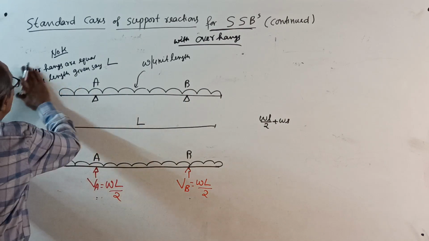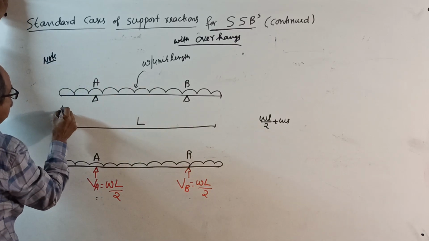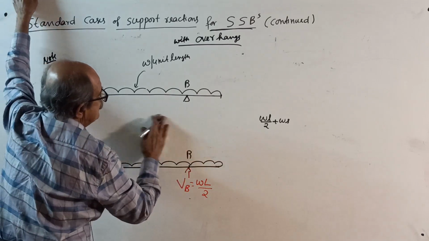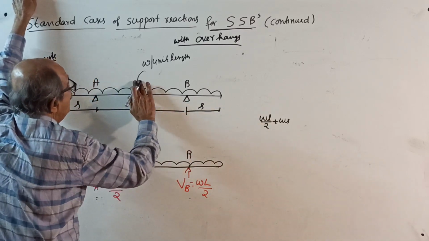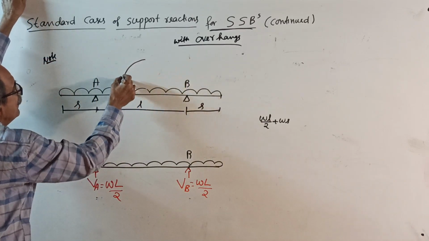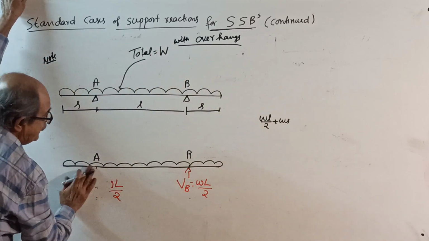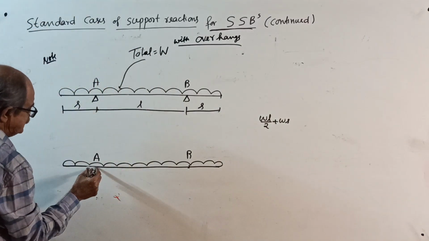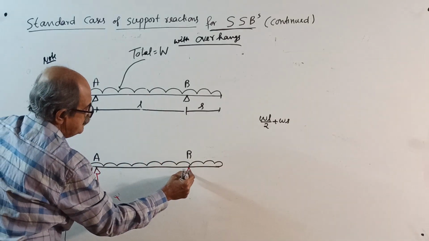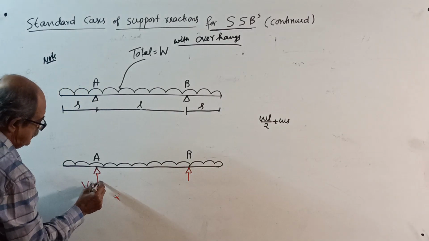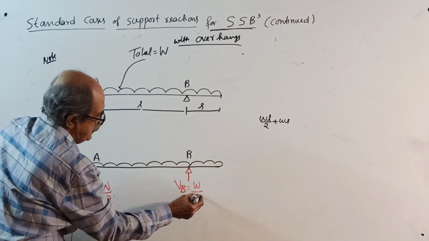Now, one more note you make. Suppose this is given as S, this also given as S, the span is given as L, and instead of giving intensity, it is given that the total load is W. In that case, directly the answer: in the reaction, L and S will not come. VA is equal to W by 2 and VB also equal to W by 2.